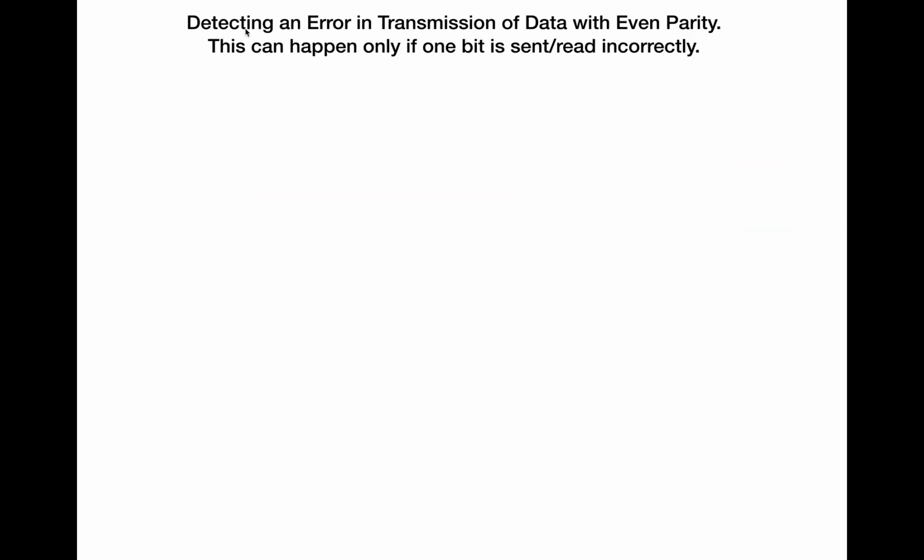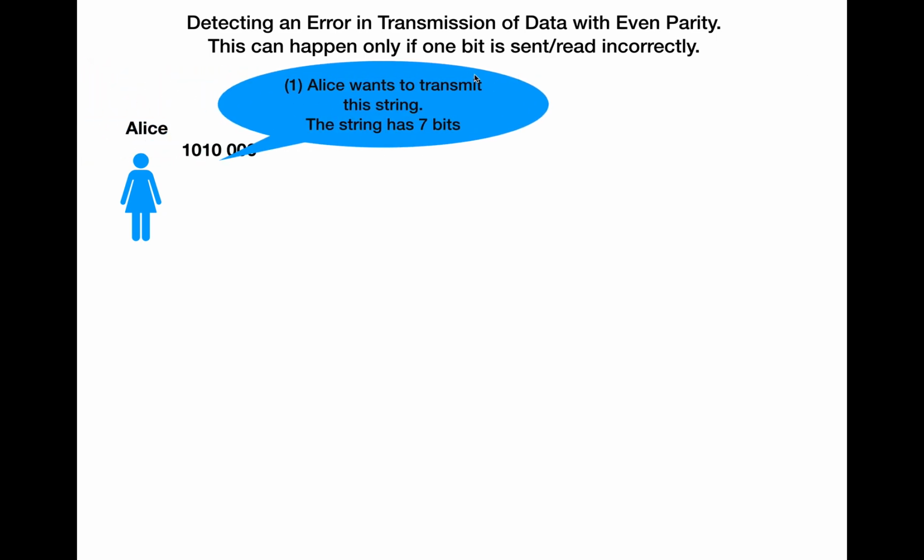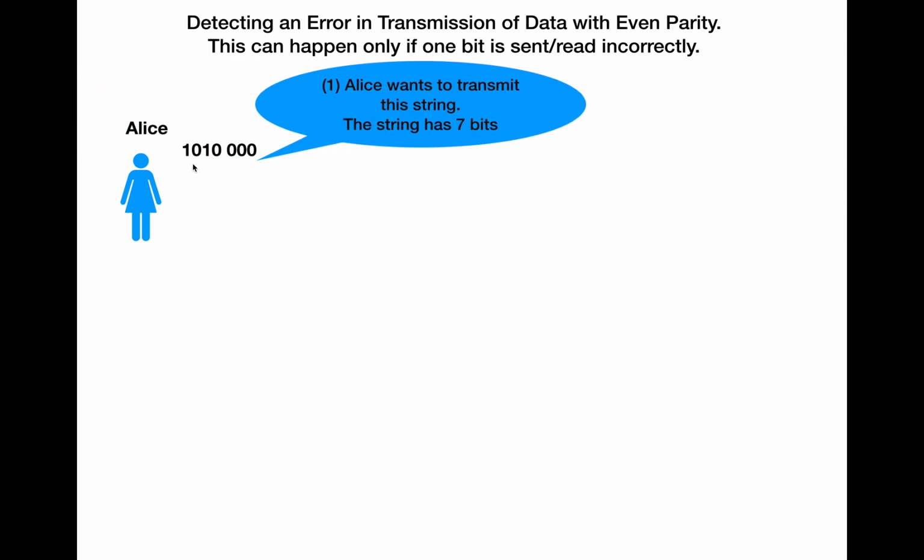Now, detecting an error in transmission of data with even parity. This can only happen if one bit is sent and read incorrectly. What do we mean by this? So here, the parity bit is going to detect an error in transition. Right, so we have here Alice again. And she is trying to transmit this particular string with 7 bits, 10100000.